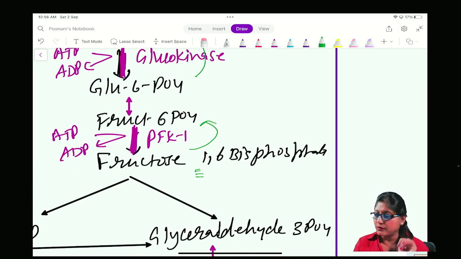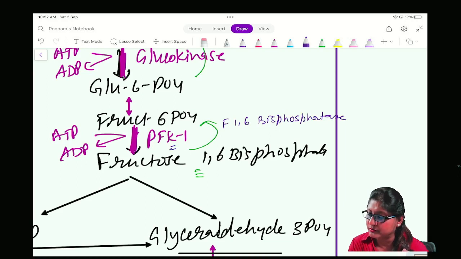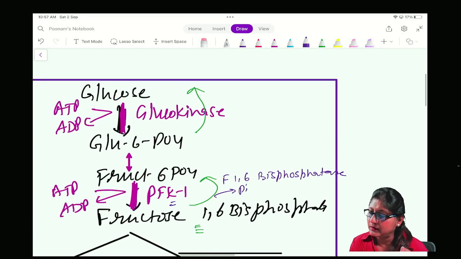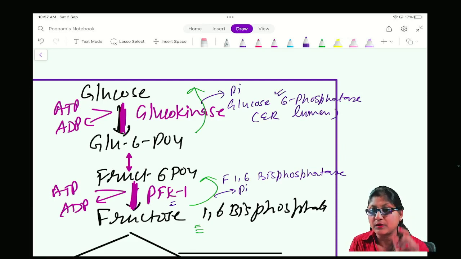And once this is formed, you have an exclusive enzyme of gluconeogenesis, that is fructose 1,6-bisphosphatase enzyme, which will be countering the action of phosphofructokinase 1, and the glucokinase counter will be glucose 6-phosphatase enzyme. And this is an endoplasmic reticulum lumen enzyme. This is the enzyme which is needed not only for gluconeogenesis but also for the terminal step of liver glycogenolysis.